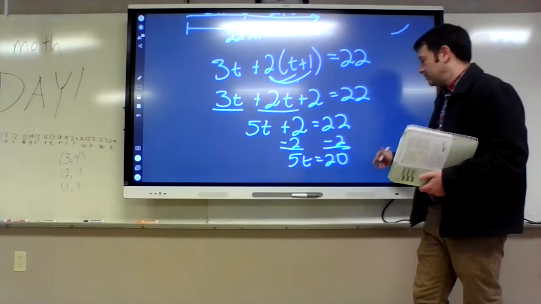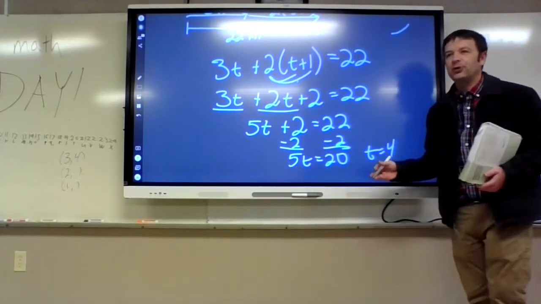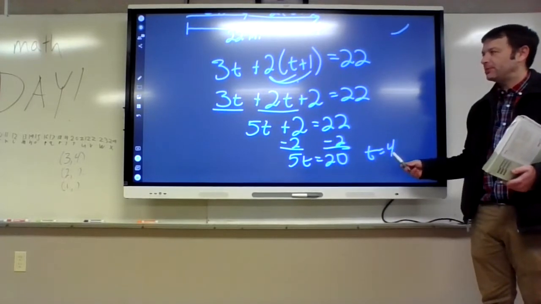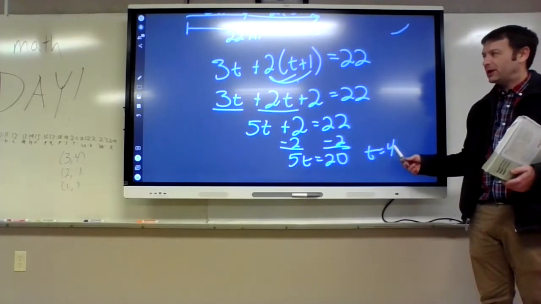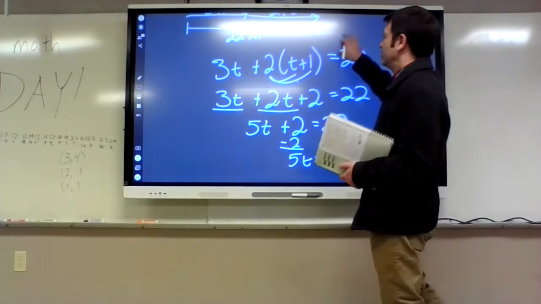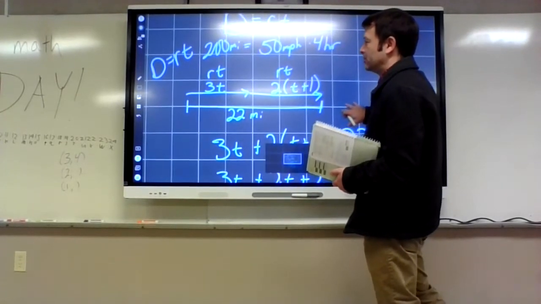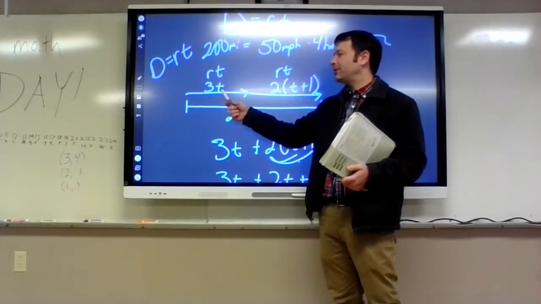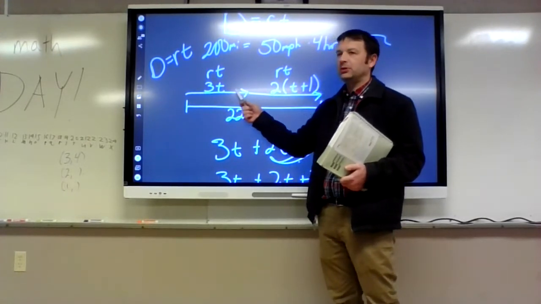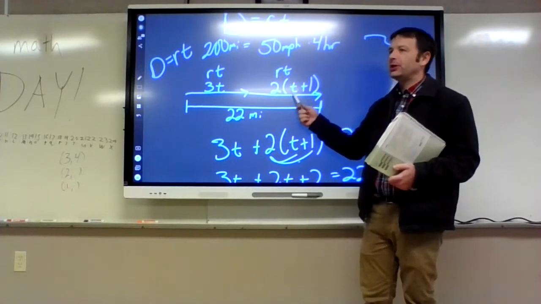Okay, 20 divided by 5 is 4. What does 4 mean on this problem? Like T plus 1, what does T equals 4 mean? 4 hours. The time it took them to do 22 miles? No, T is what we call the time for their morning walk. So they walk 4 hours in the morning. How long did they walk in the afternoon? 5 hours.